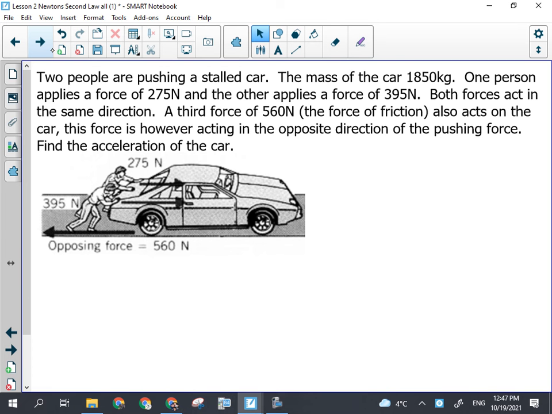So what we've got is a car that has a mass of 1,850 kilograms, and two people pushing. One of them pushes with 275 newtons of force. The other one pushes with 395 newtons of force. Both forces act in the same direction. A third force of 560 newtons, which is the force of friction, is opposing the pushing of the two people. We want to find the acceleration of the car. All right. What do we need to draw first?